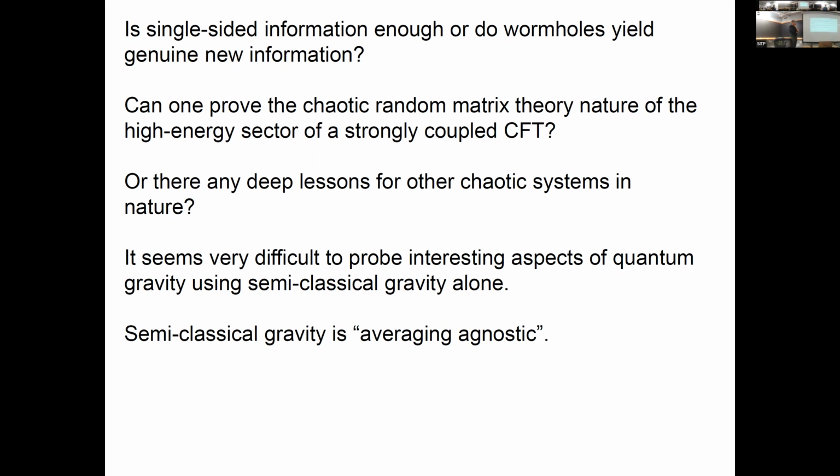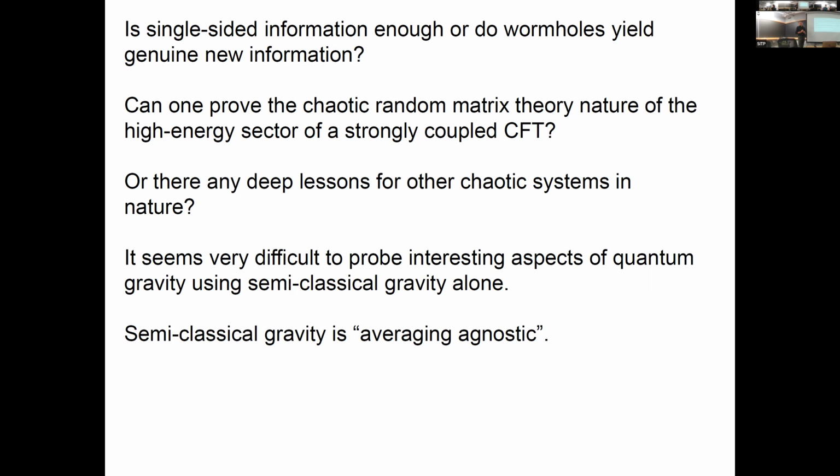You could look at maybe the spectral form factor, but that's a bit of a tricky thing to compute in high dimensions. And what would be sufficient? What would we think qualifies as a proof? Are there any other deep lessons for chaotic systems in nature? And more generally, it seems very difficult to really probe the UV at a detailed level that we would like to do. And maybe this is just something we should live with.